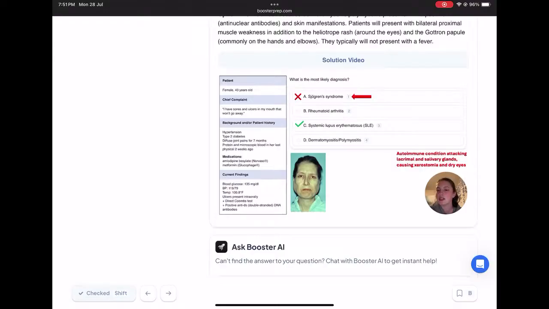Now, why is this answer choice incorrect, especially if it's commonly seen alongside lupus? We are given so much information about our patient, but none of it indicates the common symptoms of Sjogren's syndrome.